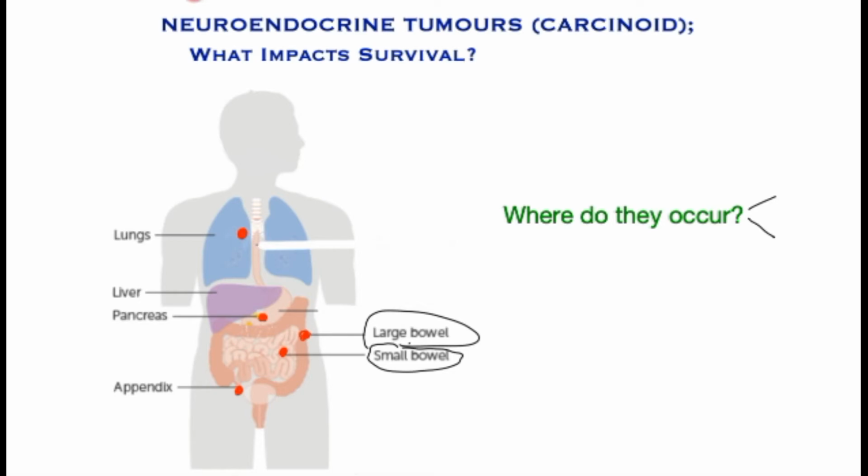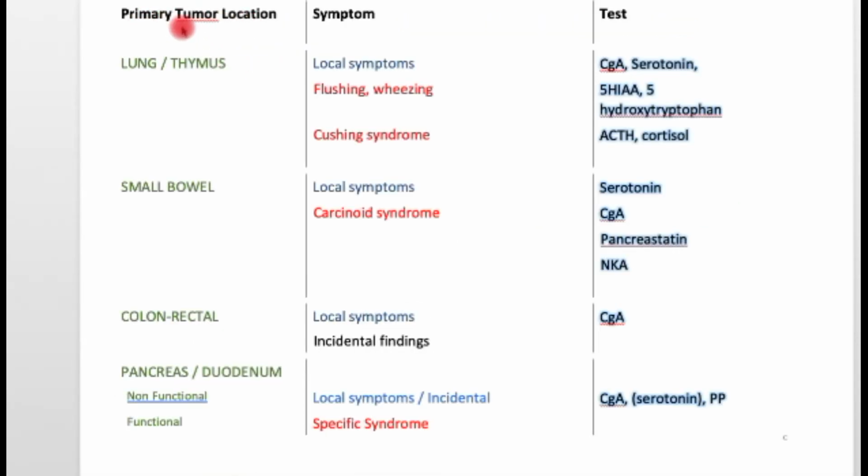minority of the tumors. In this slide, you can see the primary tumor location, symptoms, and what tests are required in the blood to detect these chemicals. So for the lung, there could be local action, but also due to the hormones, such as flushing and wheezing, or excess hormone production. Small bowel tumors can cause local symptoms, or a condition called carcinoid syndrome, where excess hormones are produced, leading to flushing, diarrhea, and effects on the heart called carcinoid heart disease. And the same is true for the colon, rectum, and the pancreas.